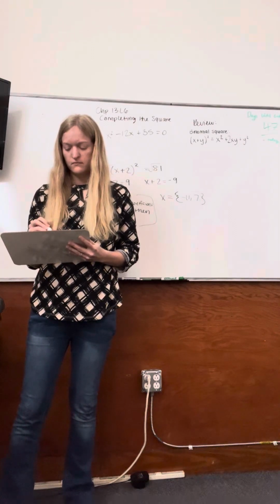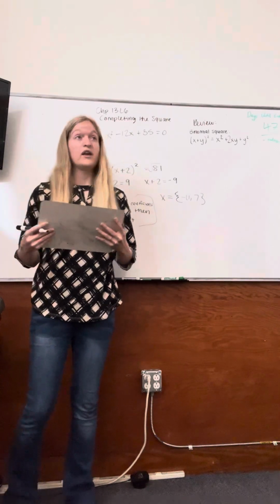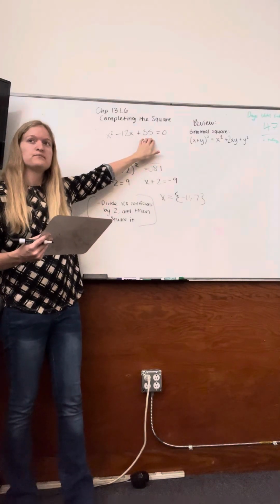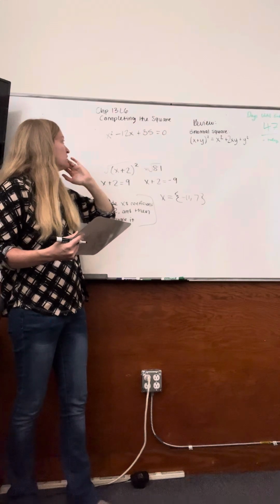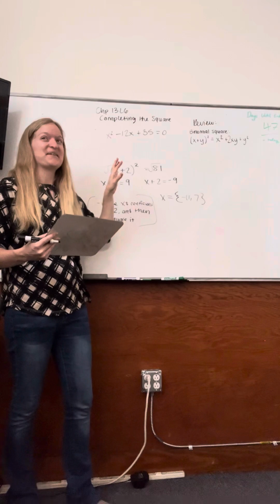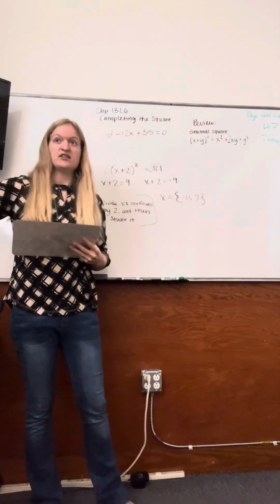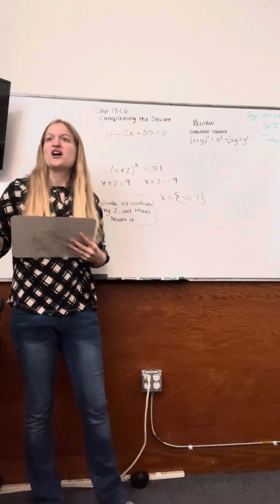You have to make sure that this term is a perfect square first. You ask yourself, you find the perfect square and see if it matches. If it doesn't match, then subtract that number across so that you can put the correct one in its place.